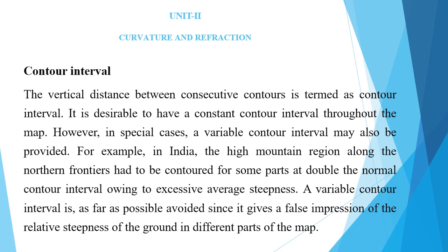For example, in India, the high mountain region along the northern frontiers had to be contoured for some part at double the normal contour interval, owing to excessive average steepness. A variable contour interval is, as far as possible, avoided since it gives a false impression of the relative steepness of the ground in different parts of the map.